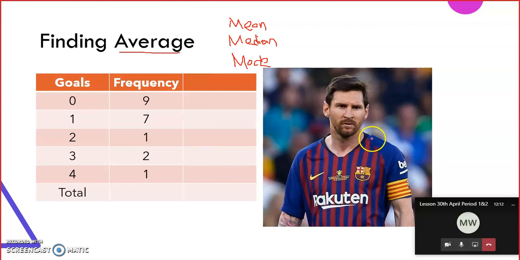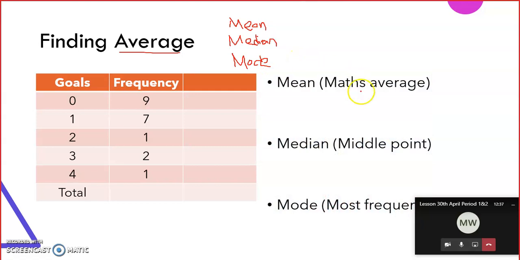All right, so hopefully you know this guy here. That's Messi, one of my favorite soccer players. Okay, so this is his data, the goals he scored in the past 20 matches. Very impressive, to be honest. So let's have a look at how we analyze each of them: the mean, median, and mode.